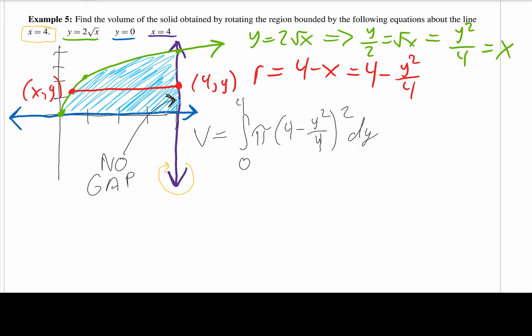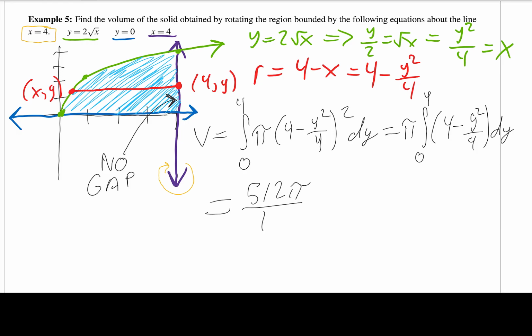Okay. From here, what you should be doing is pulling out this pi first off. And then after that, to calculate this integral, my suggestion is that you FOIL this out and then do your definite integral. When you do that, you should get 512 pi over 15. I highly recommend that you pause the video and calculate out these integrals. It will help you practice your integration techniques, okay?